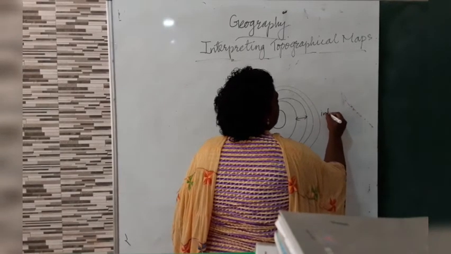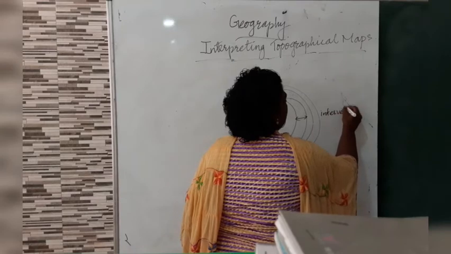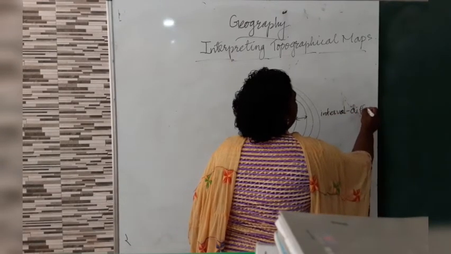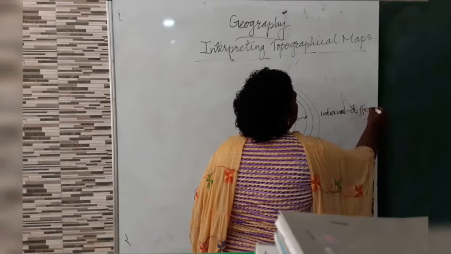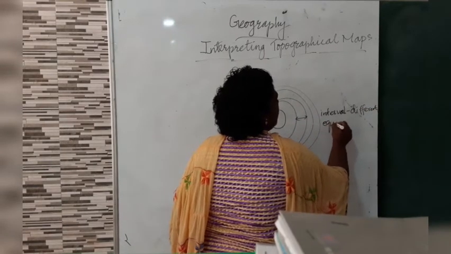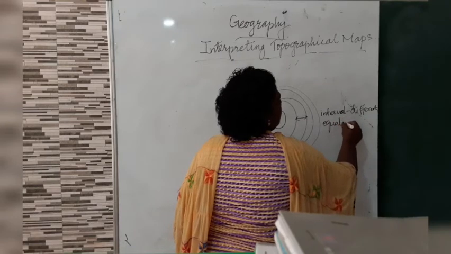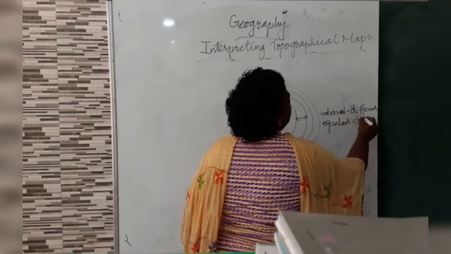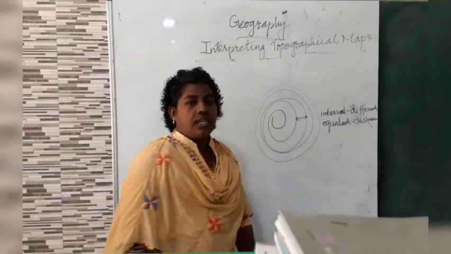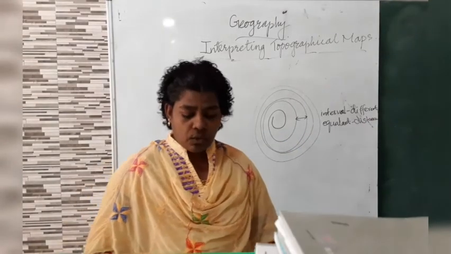Interval is what? The difference between two adjacent contour lines. And equivalent means what? Horizontal equivalent is the distance between two adjacent contour lines. Did you understand? So this is your E3 question.